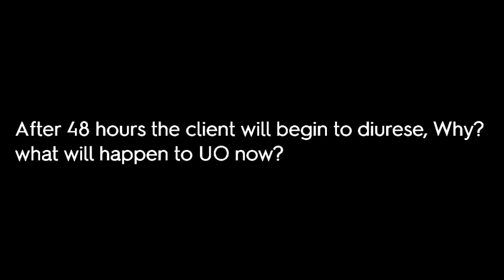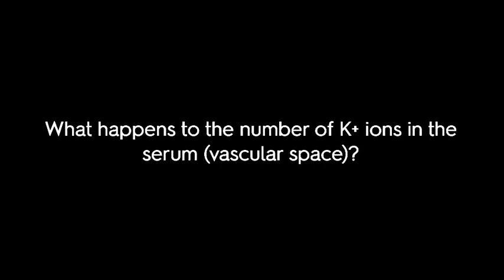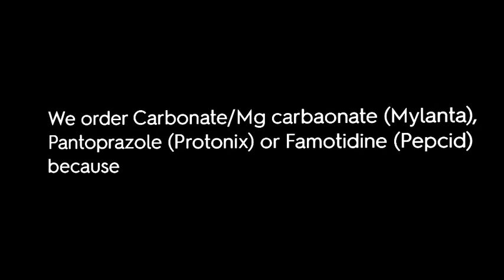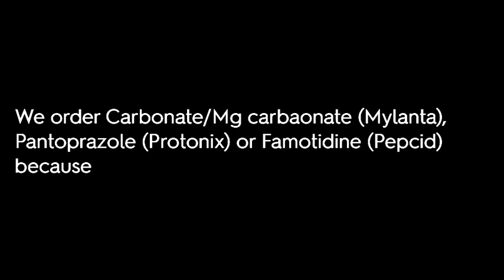After 48 hours, the client will begin to diurese. Why? Because fluid is going back into the vascular space, and now we worry about fluid volume excess; the UO will increase. What happens to the number of K+ ions in the serum? The K+ level is 5.8 and it is normally found inside the cell. With a burn, cell lysis and rupture cause the number of K+ to increase, leaving an electrolyte imbalance of hyperkalemia. We order magnesium carbonate, pantoprazole or famotidine because we are trying to prevent a stress ulcer.